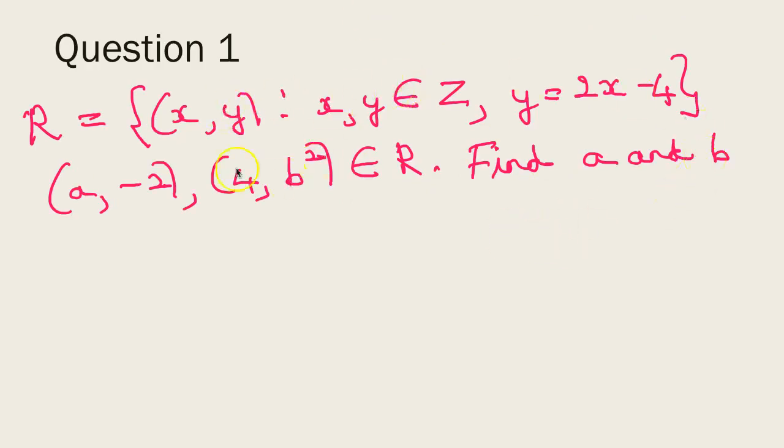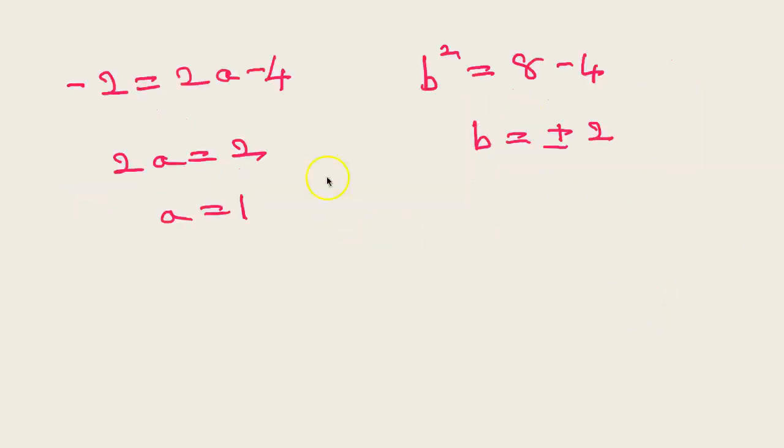Coming to questions. R is the set of all elements (x, y) where x, y belong to integers and y equals 2x minus 4. (a, -2) and (4, b squared) belong to R. We need to find a and b. So what happens if (a, -2) belongs to R? It satisfies this relation. So I have -2 is 4a minus 4. Again, (4, b squared) belongs to R. So what happens to b squared? It satisfies this relation. So b squared is 2 into 4, 8 minus 4. So a is 1 and b is plus or minus 2.